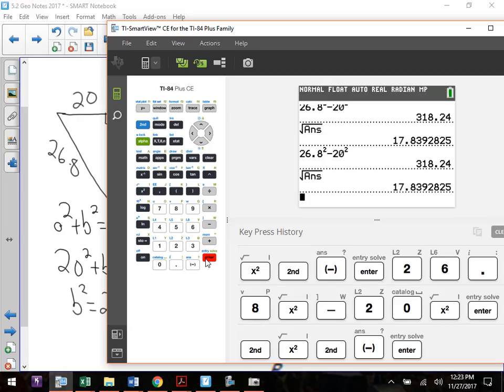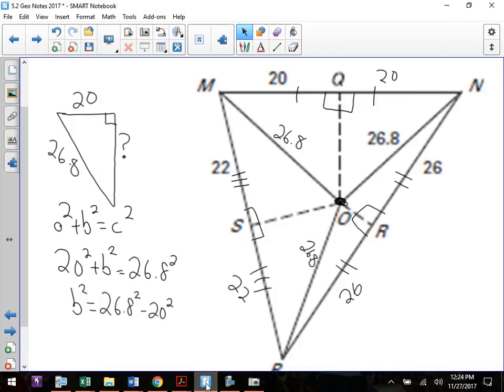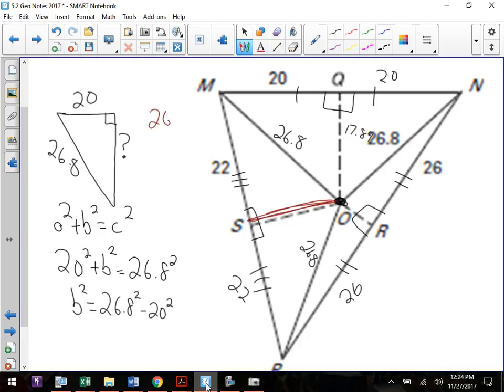I always round to 2 decimal places, so if it's 17.839, what would you write it as? 17.84. Okay. So what I'm saying here, guys, is that we'll be able to figure out all these extra little pieces thrown in there. Same thing here. If I wanted to figure out what this segment was, I'd take 26.8 squared, subtract 22 squared, take the square root, and it gives me this. I do it again for here. It's little tricks like that that we'll see throughout these bigger picture problems.